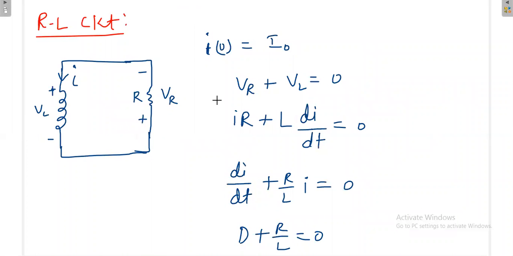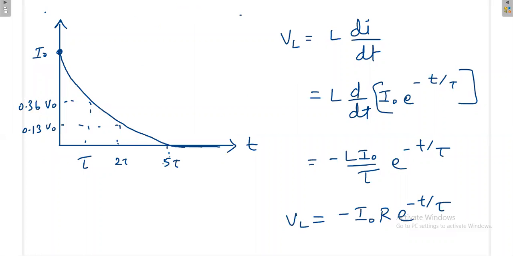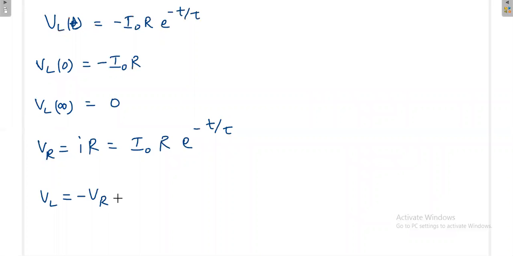See, in this diagram, VR plus VL is equal to 0, then that means VL is equal to minus VR, and again minus I naught R e power minus t by tau. Already we have calculated the voltage across the inductor is the same as minus I naught R e power minus t by tau.